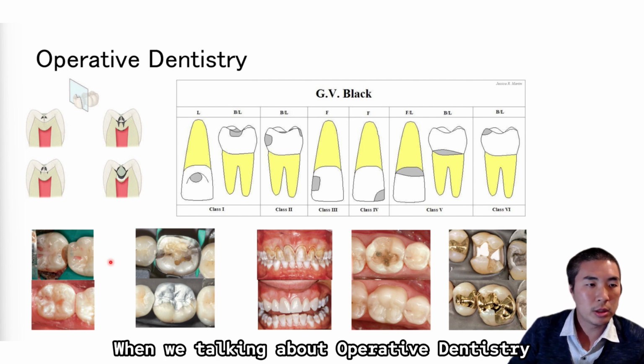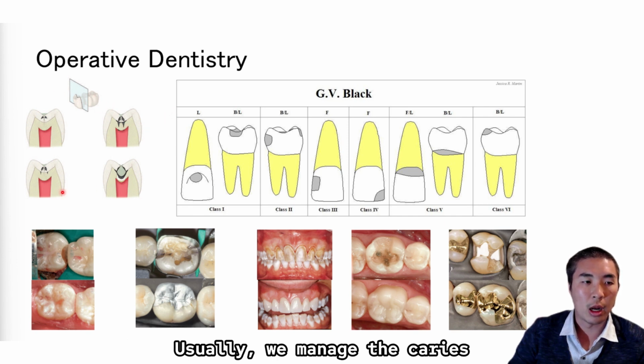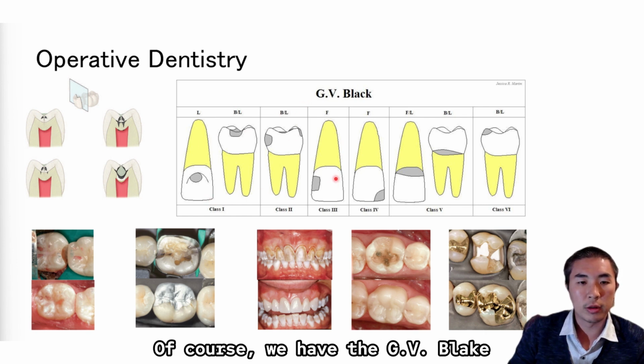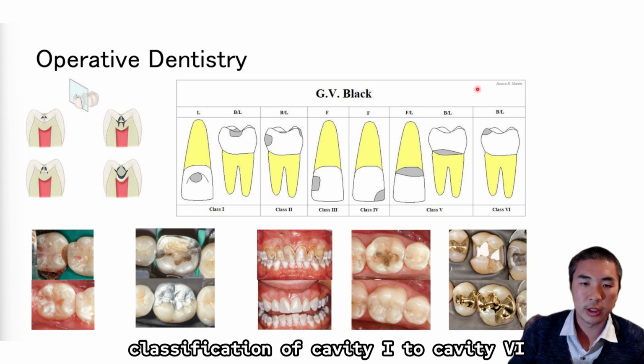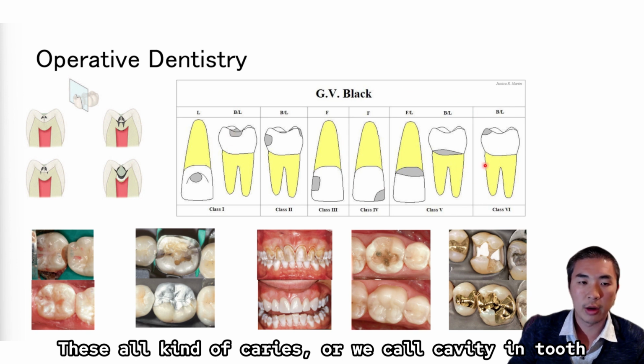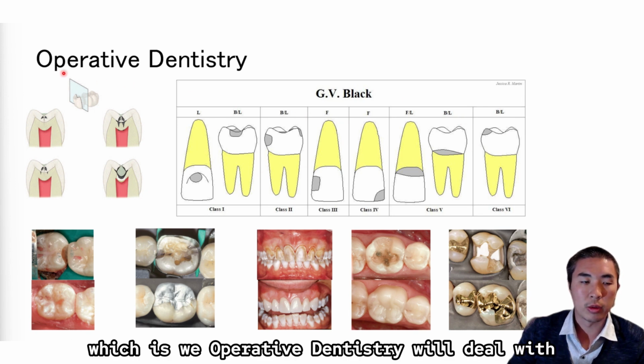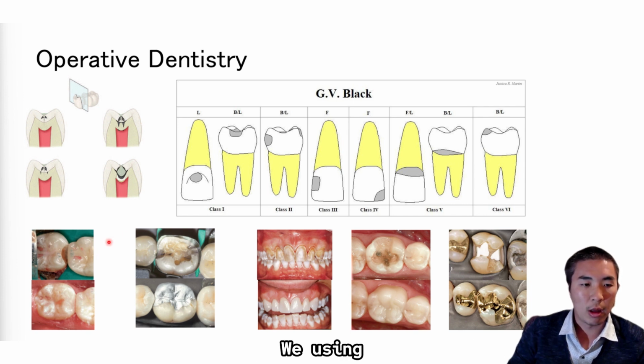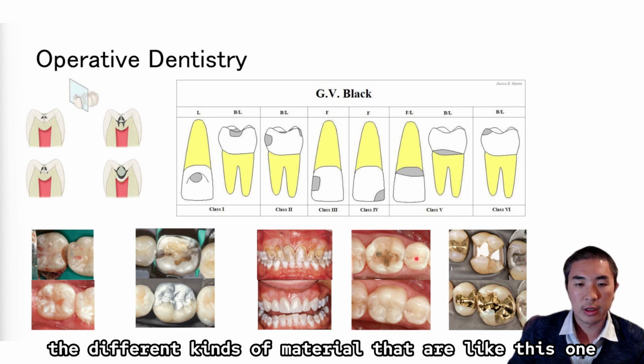So when we talk about operative dentistry, usually we manage caries, and of course we have the G.V. Black classification of cavity, class 1 to class 6. All these kinds of caries, or what we call cavities in teeth, are what operative dentistry deals with, and we use different kinds of materials.